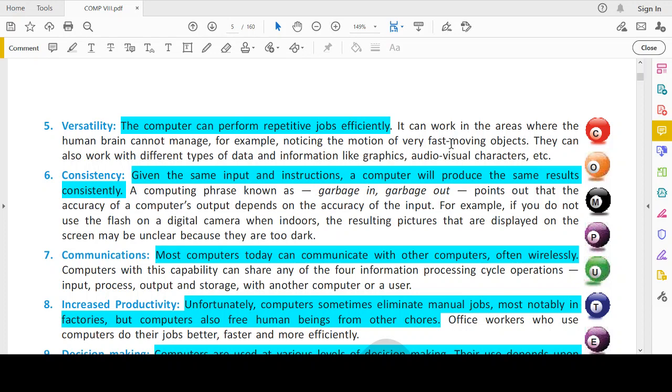But if you have a speed sensor with you, a camera with a speed sensor, it will sense the speed of the moving vehicle, and the traffic sergeants use this device for measuring the speed of the moving vehicles. So all these are versatile uses of the computer. It can be used in places where human beings are not able to perform. So computers are versatile.